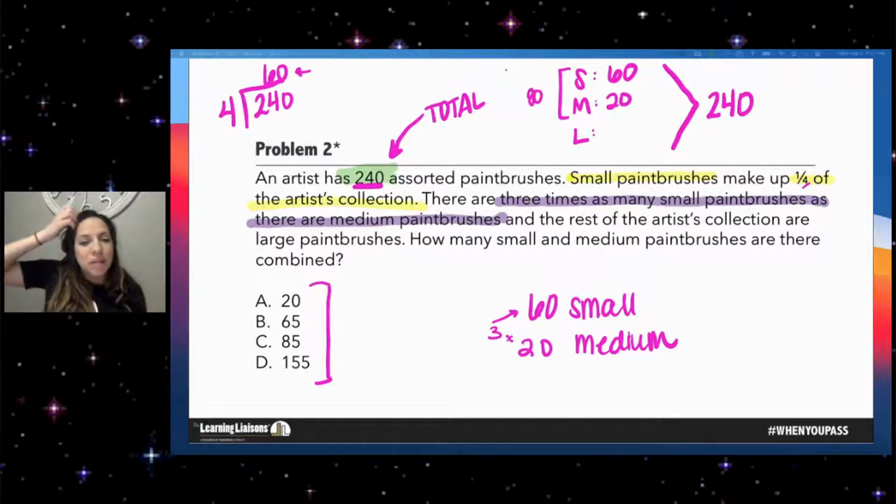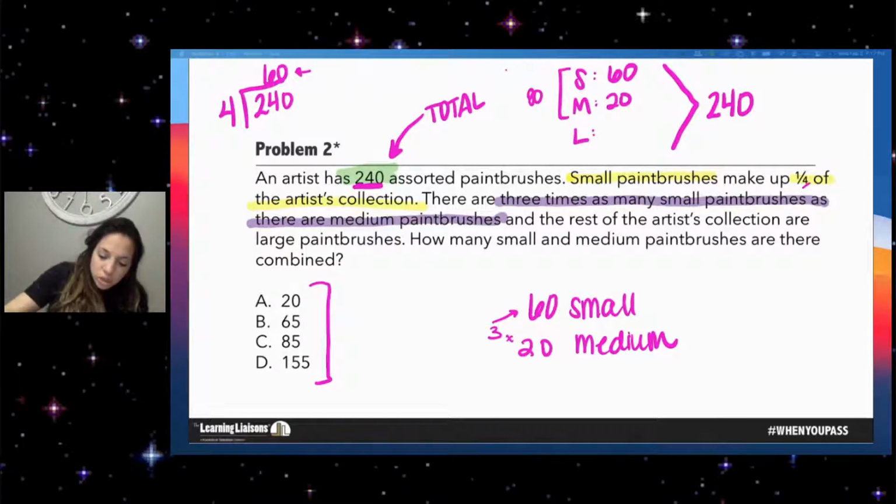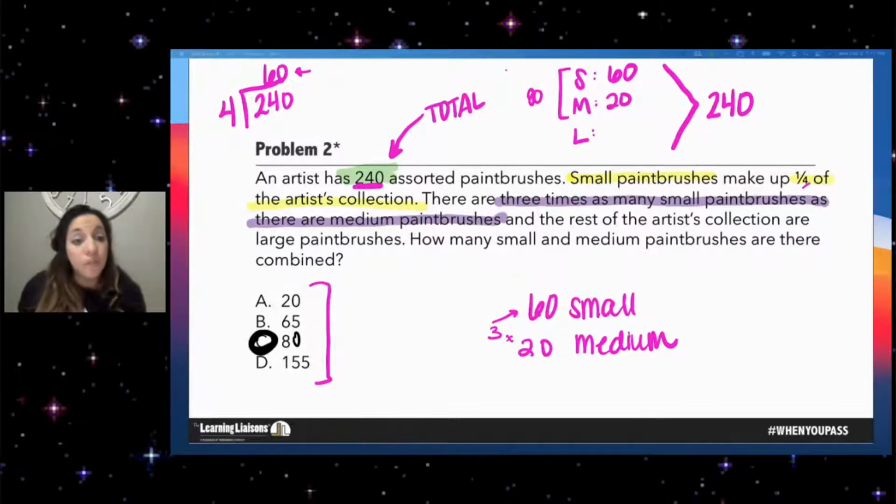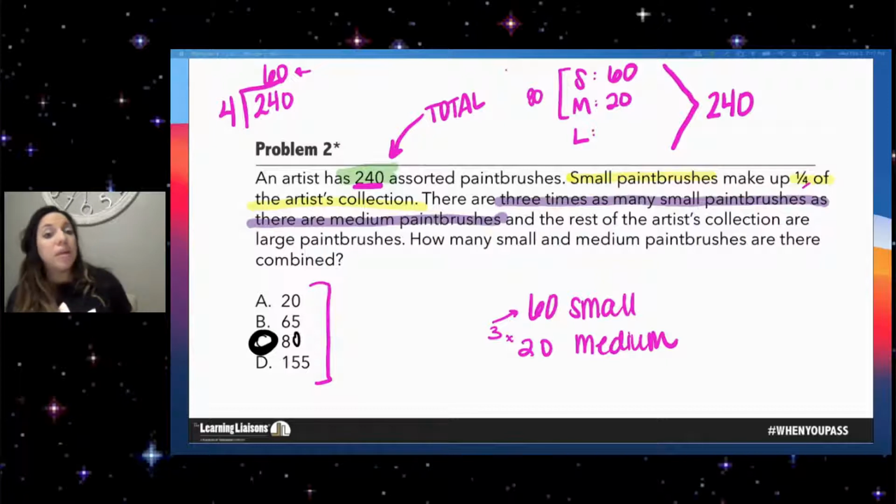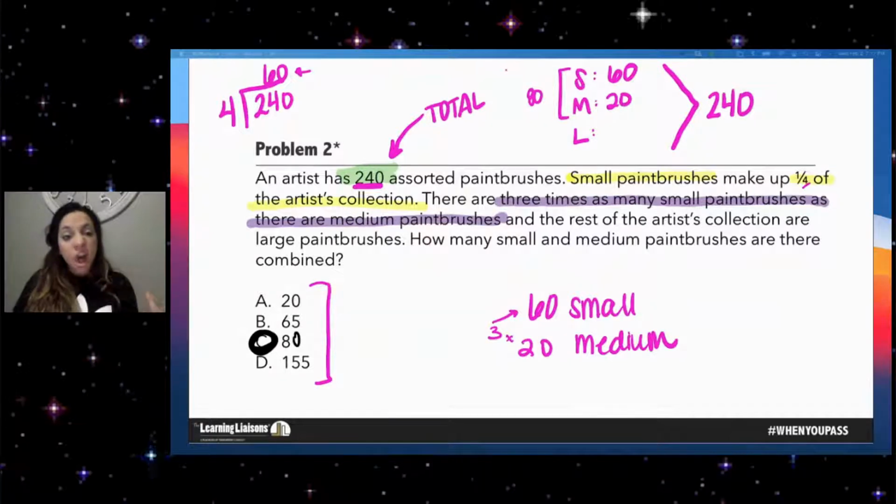So how many small and medium paintbrushes are there combined? 60 plus 20 is 80. This happens sometimes, and that's okay. 80. So C is our answer. And that's not helpful for you when I make that kind of mistake, but it's always good for us to go back to the problem and make sure that we didn't make a mistake in our solving and that the mistake was in the test writer person, which is me.